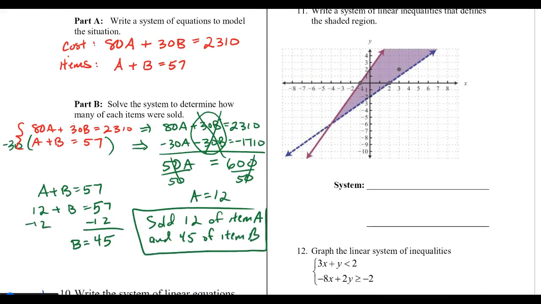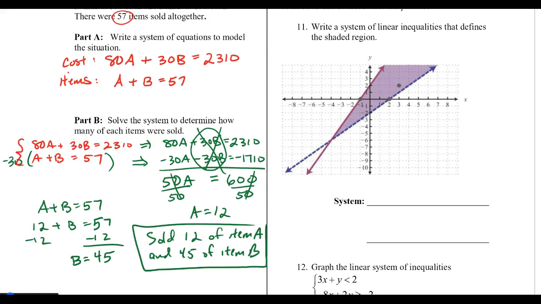Moving on to number 11. Write a system of linear inequalities that defines the shaded region. So we've got two lines. They're inequalities. We can see that on this red one we're shaded what looks like below the line, and on the blue one, which is dotted, we're shaded above the line. So we're going to start by writing the equation of the line just like we did in a previous problem.